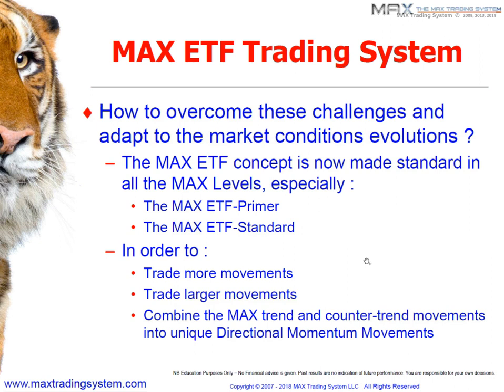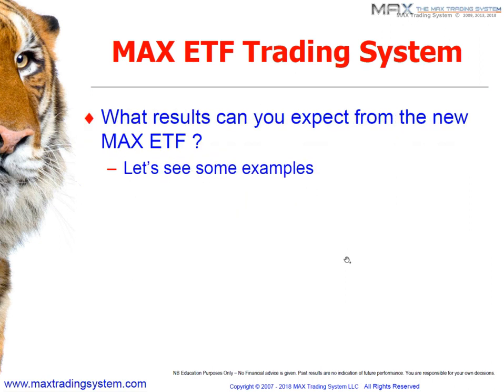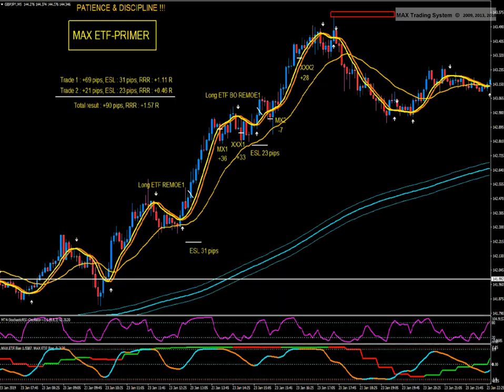And so now let me illustrate, in fact, by some example, what you can expect with the MAX ETF. Let's take, for example, here the pound-yen pair. It was a movement this week. It was on the 23rd of January. It was 3 days ago. And so the price was moving in an uptrend, obviously in an uptrend.